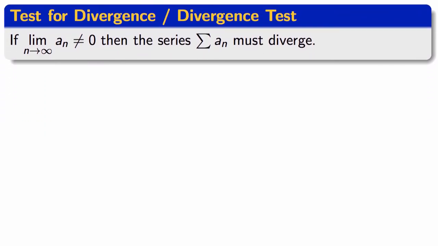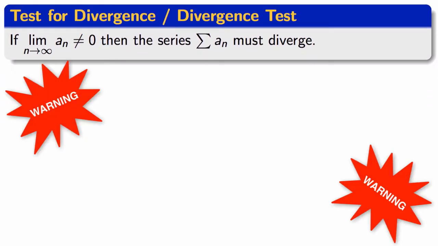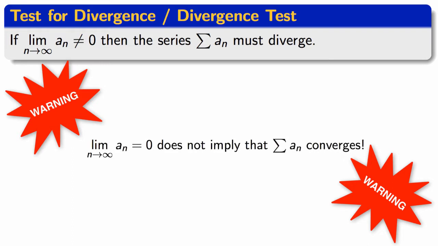As its name implies, it can only show that a given series diverges. It never can be used to show that a series converges. Let's try using it in a few examples.